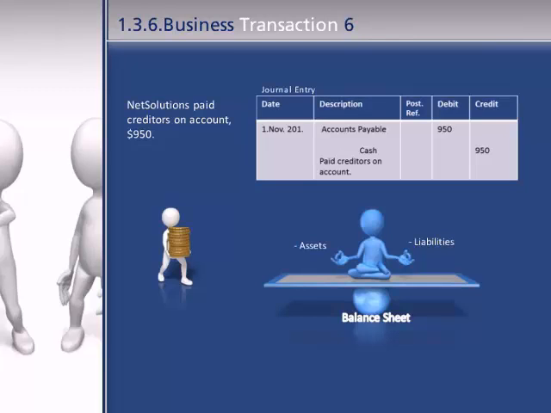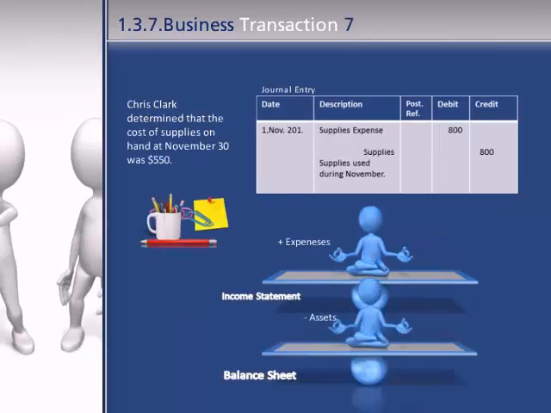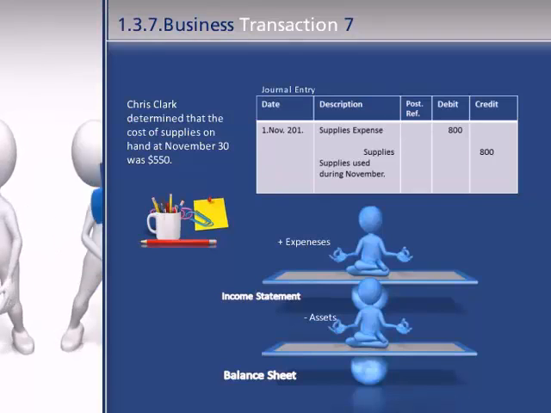This transaction decreases a liability account and decreases an asset account. It is recorded in the journal as a $950 decrease, debit, to accounts payable, and a $950 decrease, credit, to cash. Take a look at business transaction 7.